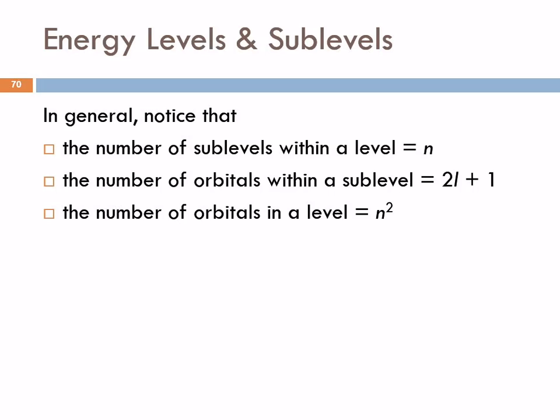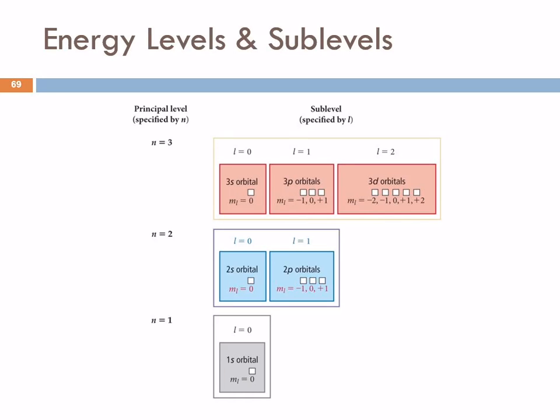In general, the number of sublevels within a level is equal to n. Let's go back to this picture. The first level only has one sublevel, so it's kind of even dumb to talk about a sublevel. N equals 2, the s orbitals form one sublevel, and the p orbitals are another sublevel. And then n equals 3, we have 3 sublevels: the s ones, the p, and the d. And so there's 3 different levels within a level. That's what a sublevel is.